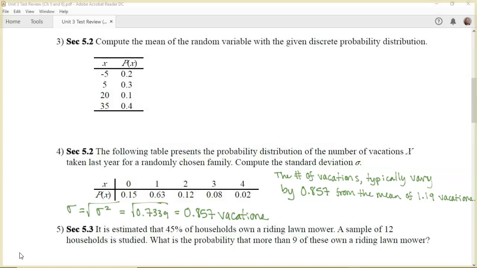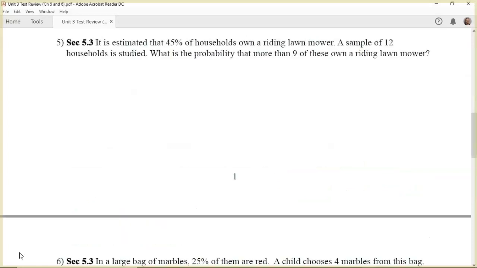So that's 5.2. And then we transition into 5.3, which gets us back on probability. So 5.1 was discrete probability distributions, and how we can use them to find the probability of an event. 5.2 was calculating the mean, the expectation, the variance, and the standard deviation, and then 5.3 gets us back on probability, but we look at the binomial distribution.